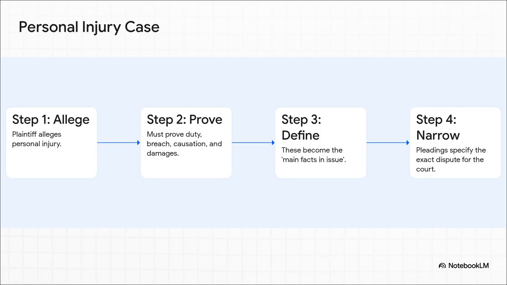Let's make this real. Take a simple personal injury claim. The law of torts tells us the plaintiff has to prove these core elements: duty of care, breach, causation, and damages. Boom. Right there, those are your main facts in issue. Now, what if the defense comes back and says, okay, we admit negligence, but we're fighting you on the amount of damages? See what just happened? The pleadings did your job for you. They've narrowed your focus. You now know exactly where to aim all your evidentiary firepower.